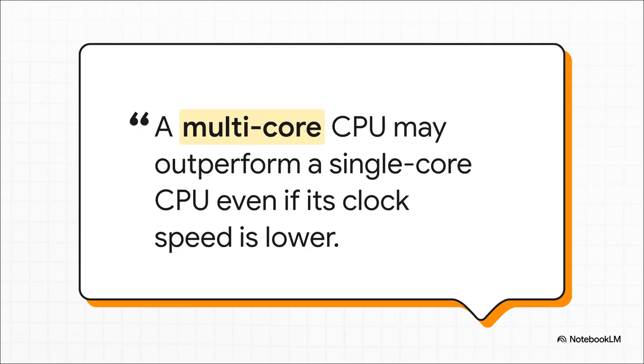To cement this idea that architecture matters just as much as raw speed, our source material highlights a really crucial reality. A multi-core CPU may outperform a single-core CPU even if its clock speed is lower. A brilliantly designed team of slower workers can often get far more done than one really fast but easily overwhelmed worker. Efficiency often beats out brute force, for sure.